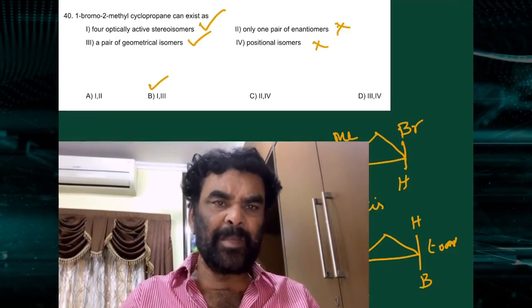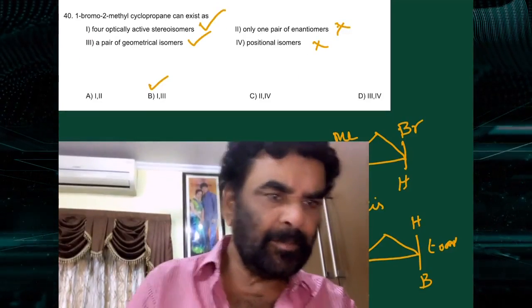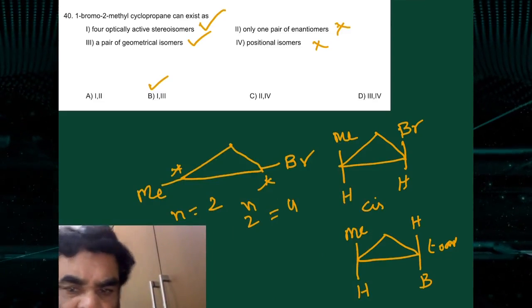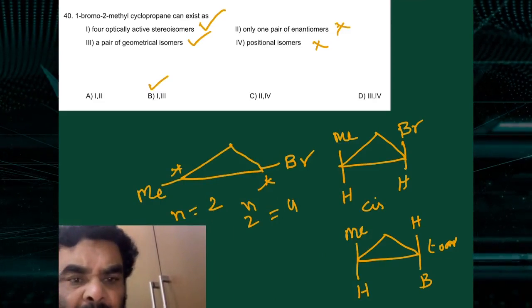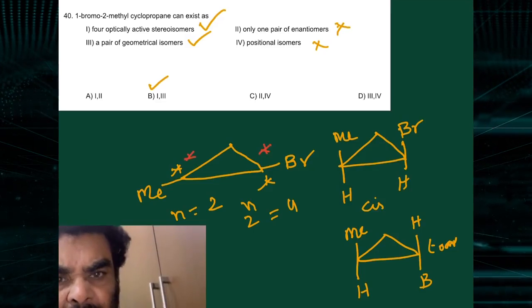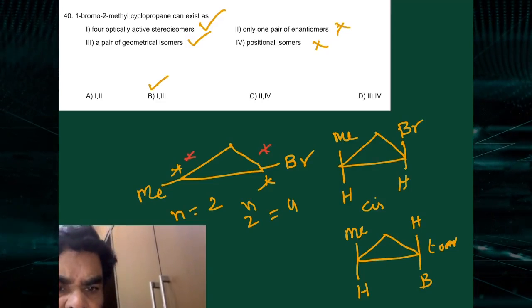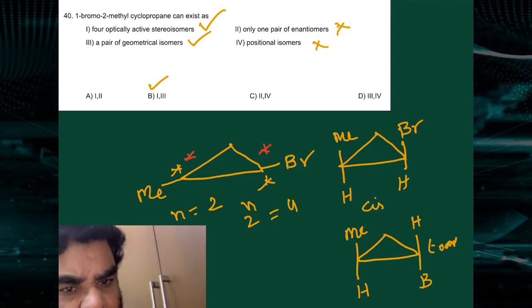1-bromo-2-methylcyclopropane can exist as stereoisomers. There are 2 chiral centers. Check 1-bromo-2-methylcyclopropane: are the chiral centers similar or dissimilar? Dissimilar. n is equal to 2.